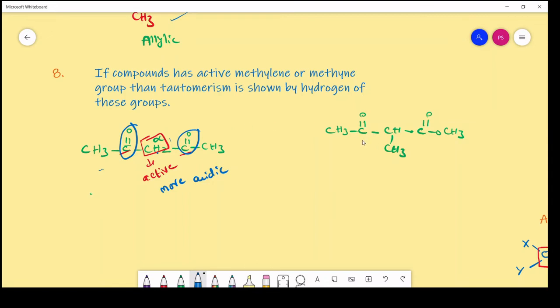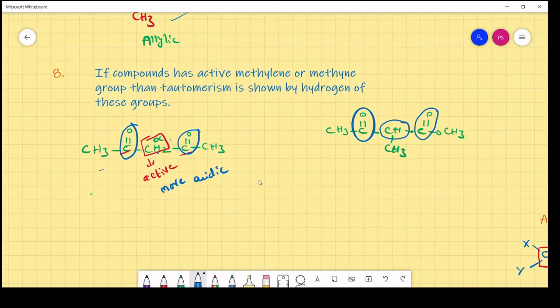Okay. In the same way, here this is the active methine group. So this one participates in tautomerism. These are electron withdrawing groups. Here one is there and another one is here. So if a compound has an active methylene or methine group, then tautomerism is shown by the hydrogen of these groups. Active methylene or methine groups fastly participate in tautomerism or keto enol tautomerism.